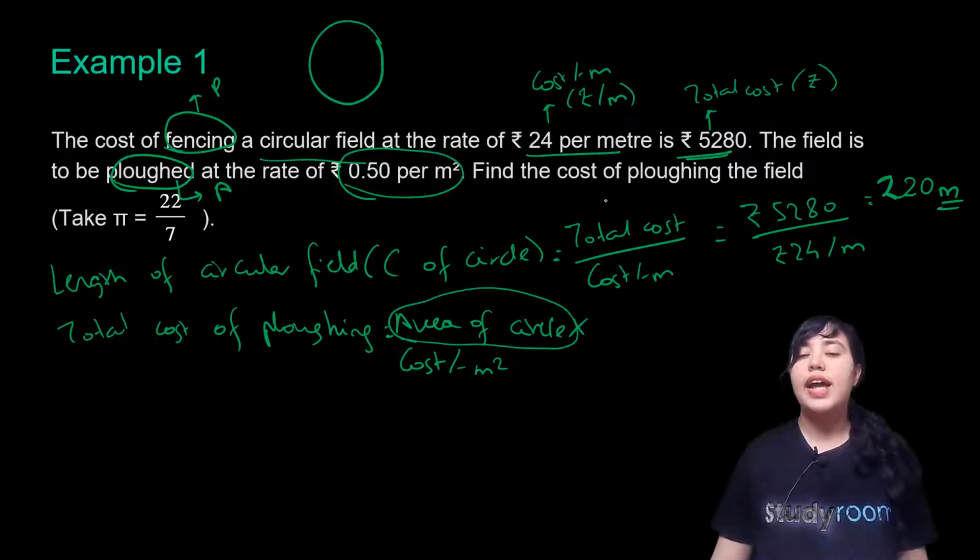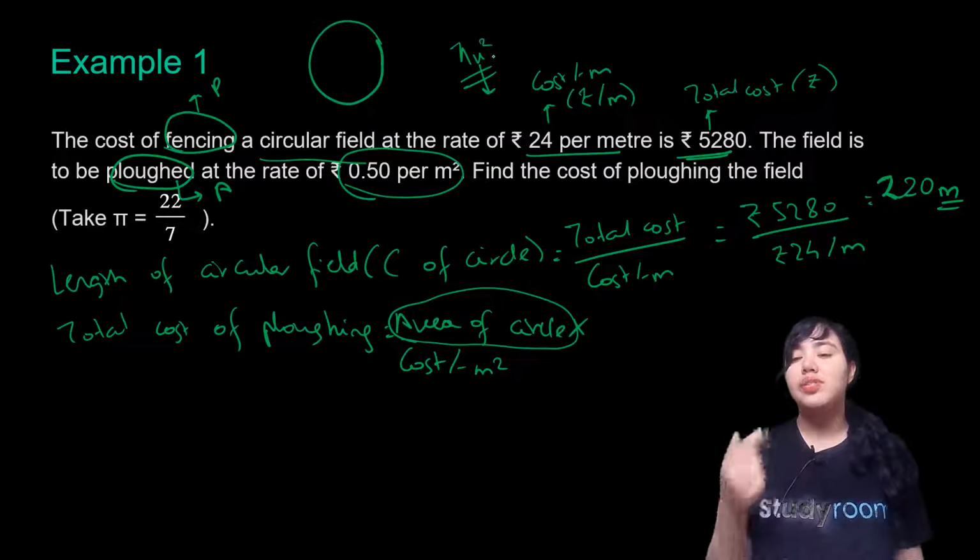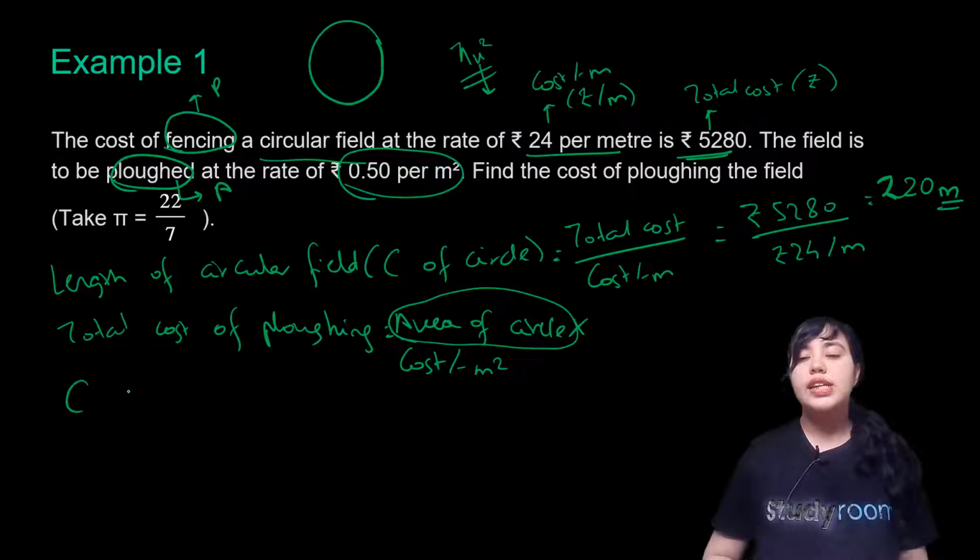For the area of a circle, I know only one formula, that is pi r square. But for that, I require the radius, which is not given to me. But knowing the circumference, I can find out the radius. So C is given to me as 220 meters. You know circumference is what? 2 pi r. So this is equal to 220.